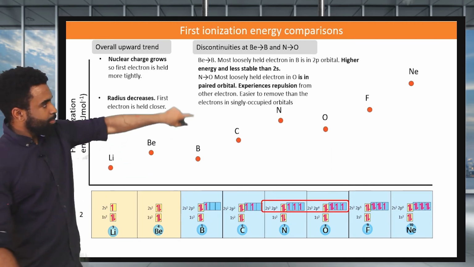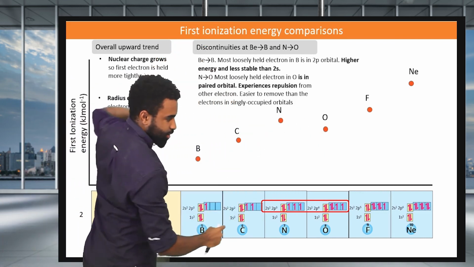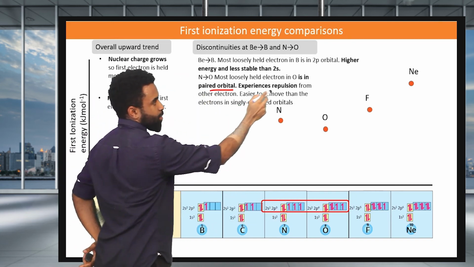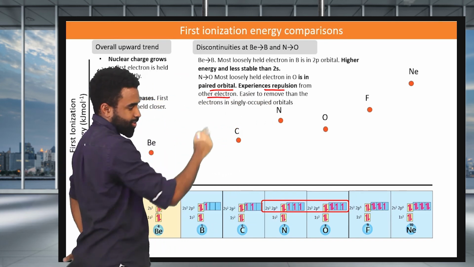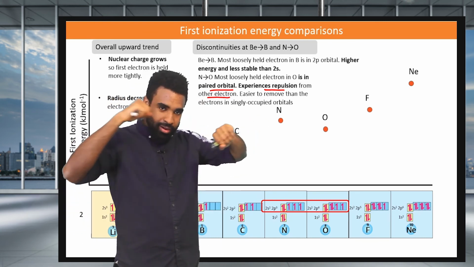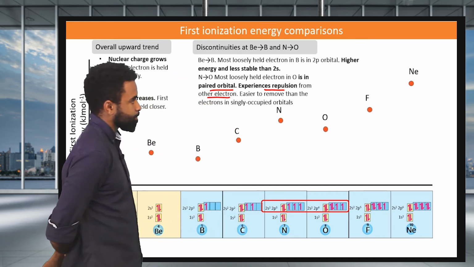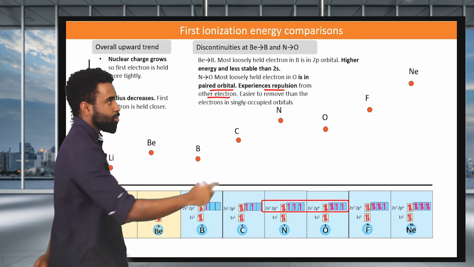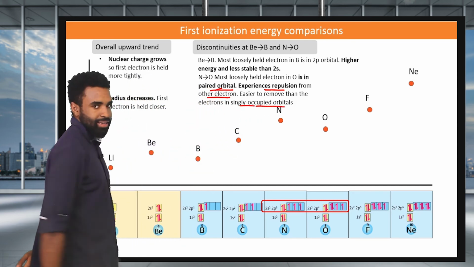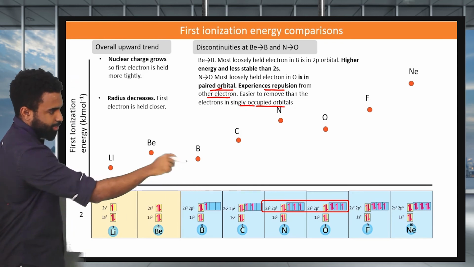The second one, between nitrogen and oxygen. The reason here is that in oxygen, the most loosely held electron is in a paired orbital, and therefore it experiences repulsion from the other electrons. Electrons don't like each other, so when you put them together in an orbital, they repel against each other, and therefore they're easier to pull out. Okay, it's easier to remove electrons from a paired orbital than it is to remove them from a singly occupied orbital. If you want pictures now, let's see pictures of nitrogen and oxygen.